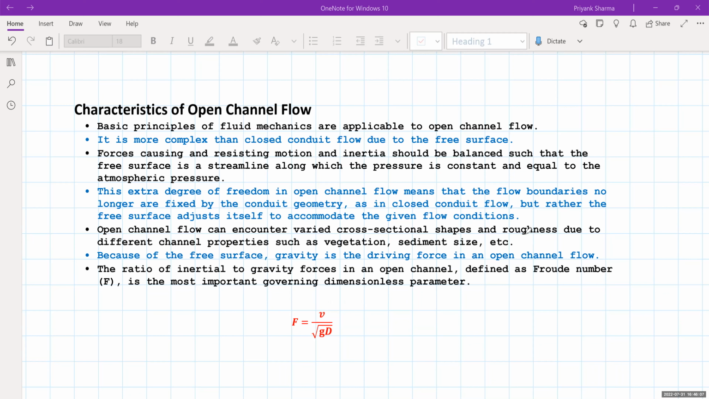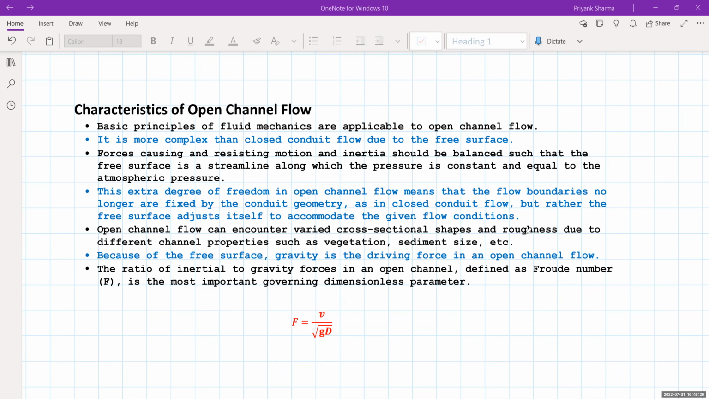Also, the roughness is different because the surface depends upon vegetation and the sediment size, and that is also different. Because of the free surface, gravity is the main driving force in case of an open channel. So in case of pipe flow, it is the pressure which is the driving force, but in open channel, gravity is the driving force.